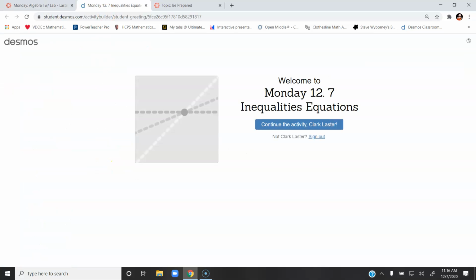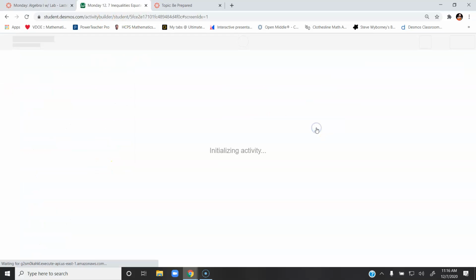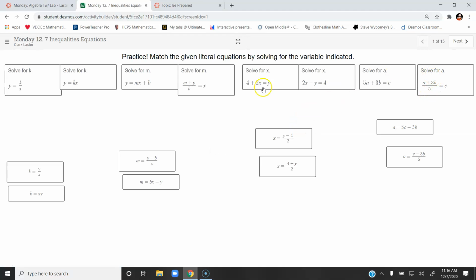The second thing we did is we went into a Desmos activity. The first thing that we did is we matched these things. You should recognize these because these are some of the same ones that you've done before. You guys have had problems like that, and you are going to put them matched up correctly.